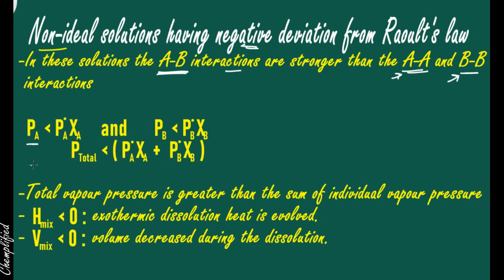Now, after calculations, we find that partial pressure of A is less than P naught A XA, and partial pressure of B is less than P naught B XB. And also total pressure is less than the pressure calculated by Raoult's law in case of ideal solutions. Now, the main question is why the total pressure, the observed vapor pressure, is less than the calculated one.